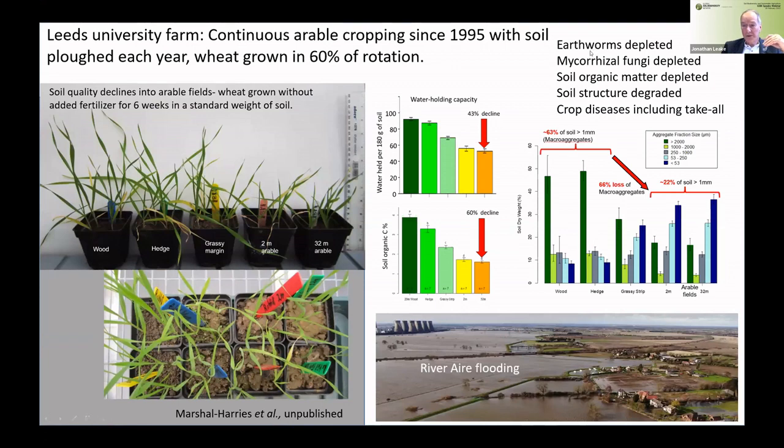And the soil is biologically depleted. It's not just structurally and chemically depleted. The earthworms are depleted, the mycorrhizal fungi are depleted, the organic matter is depleted, as I've already said, the structure is degraded, and we also have problems here of crop pests and diseases that are also connected to this loss of soil biota. What's been going on here is continuous arable cropping for decades, soil ploughed every single year, wheat being grown in 60% of the rotation. So we were interested in trying to reverse that.